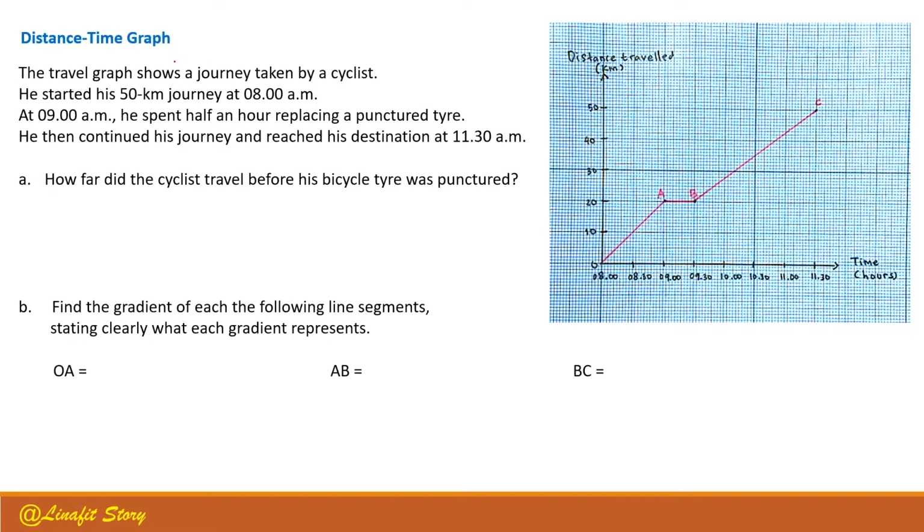Distance time graph. The travel graph shows a journey taken by a cyclist. He started his 50 km journey at 8 a.m. At 9 a.m., he spent half an hour replacing a punctured tire. He then continued his journey and reached his destination at 11:30 a.m. Question A. How far did the cyclist travel before his bicycle tire was punctured? The answer is 20 km.